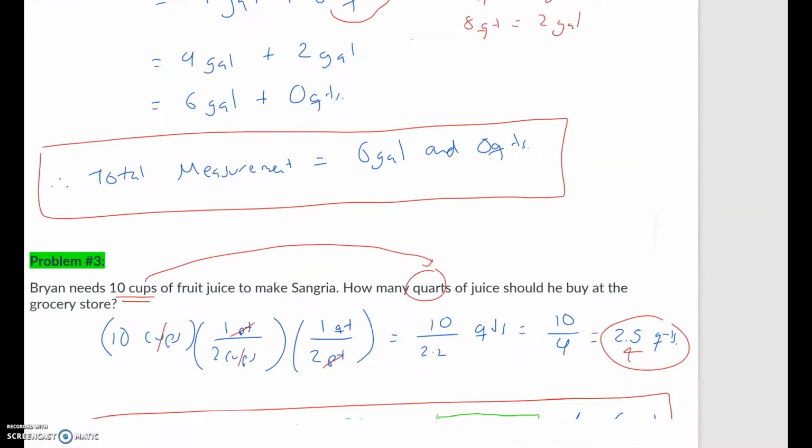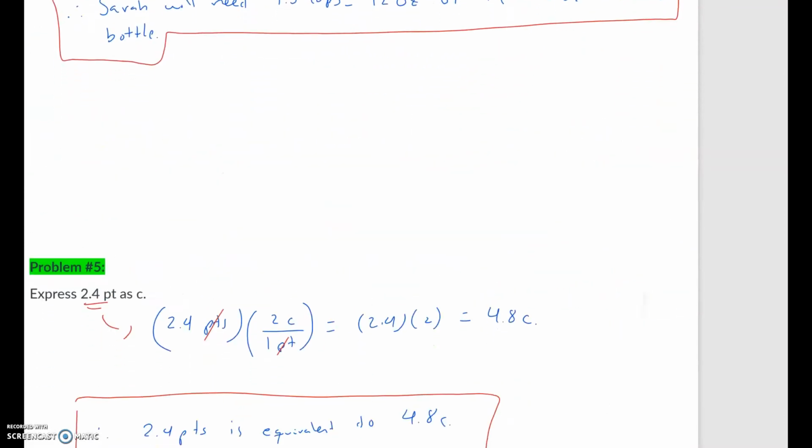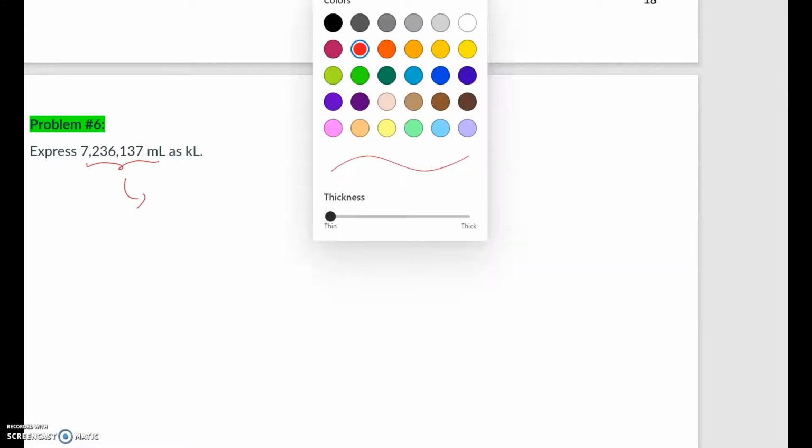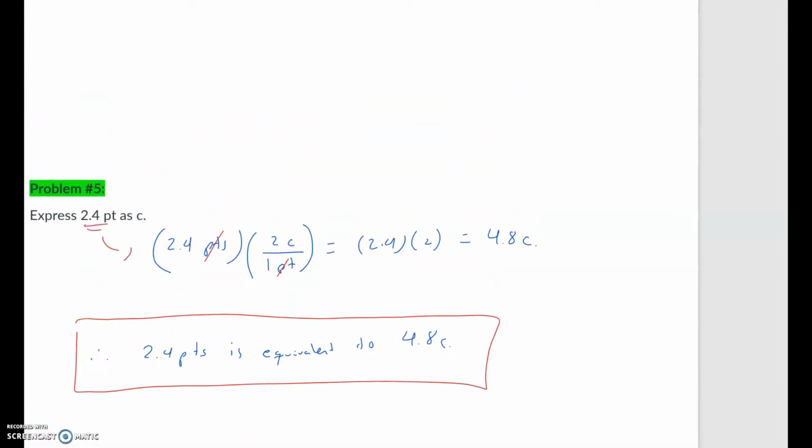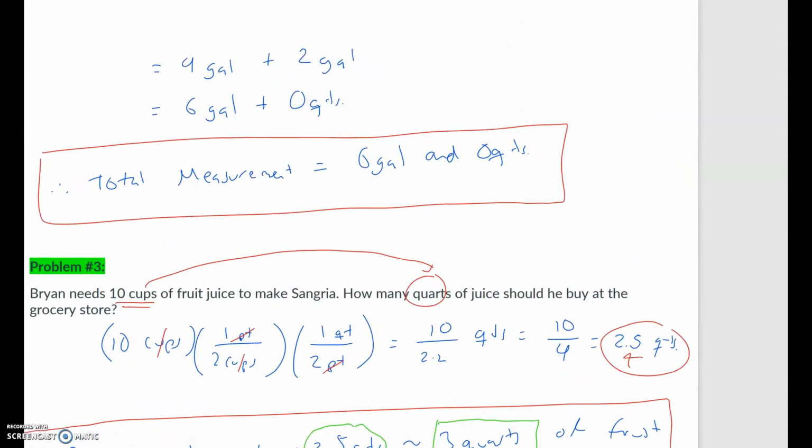Okay, let's take a look at another one, which is a little bit messy. This was example 6. We have this huge number, which I'm just going to remove the commas from. So this is 7,236,137, and this is milliliters. They want us to express it as kiloliters. So not a typical unit. Let's see what we could do.